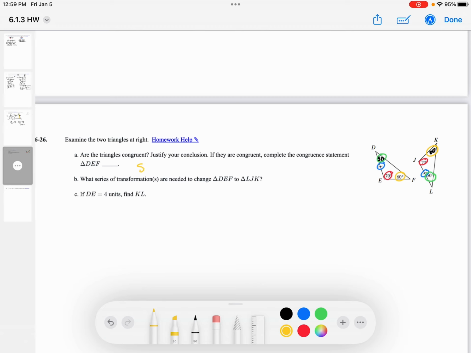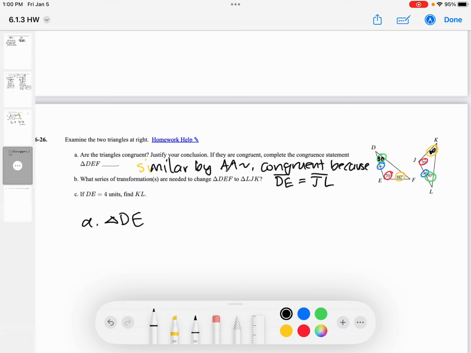So we can say similar by angle, congruent because DE is the same length as JL. This shows what those signs are. And triangle DEF, so let's see, I'm going to write it here. Triangle DEF is congruent to, remember there's a congruent symbol, triangle, let's see, L corresponds to D, J corresponds to E, and K corresponds to F.